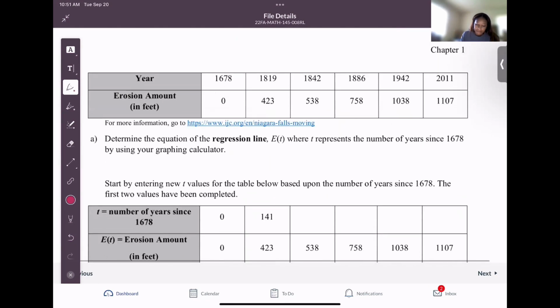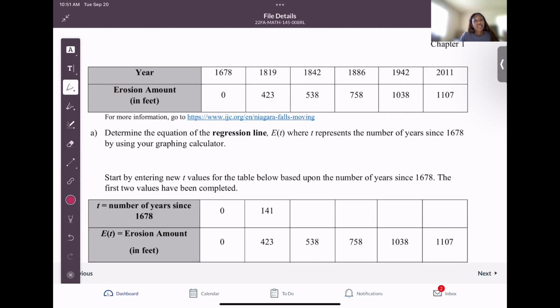All right. So the data for this situation is given to us here in our table. We start at the year 1678 and then go all the way up to 2011. Notice we only have a select few years here. In 1678, that's when we were starting. There was no erosion. That was our starting point. By 1819, there was 423 feet of erosion. By 2011, there was 1,107 feet of erosion. Okay. So based on this information, we're asked to determine the regression line.